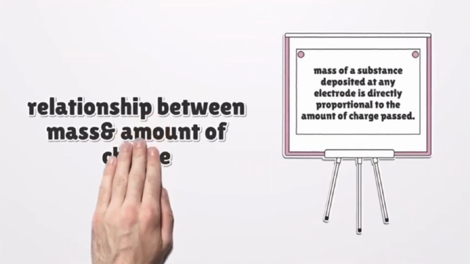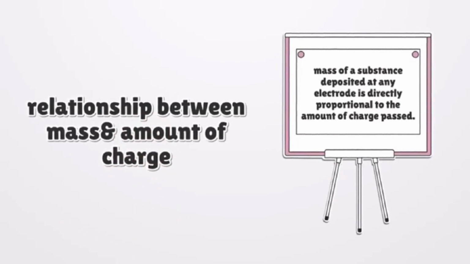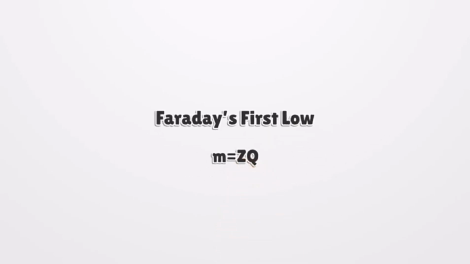Faraday's first law of electrolysis states that the mass of a substance deposited at an electrode is directly proportional to the amount of charge passed, where M is the mass of substance in grams deposited at an electrode, and Q is the amount of charge in coulombs or electricity passed through it. To remove the proportionality, the equation is M equals ZQ, where Z is a proportionality constant.